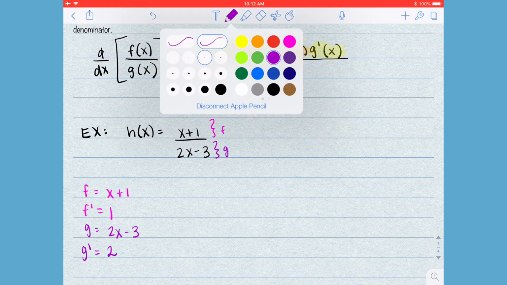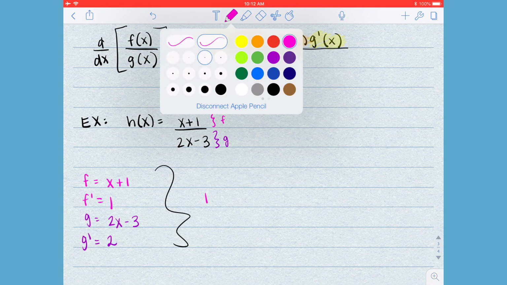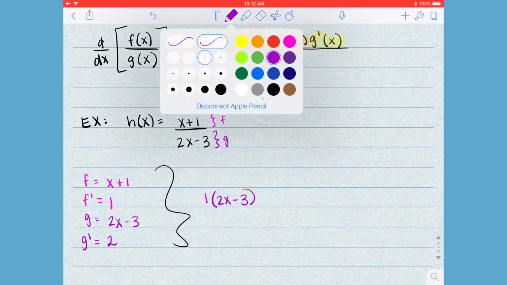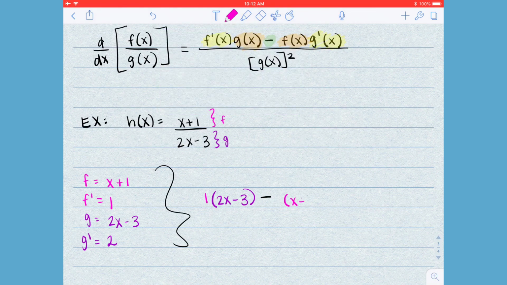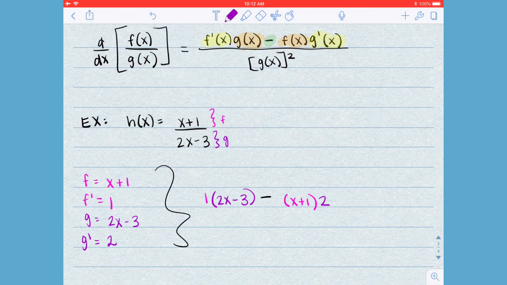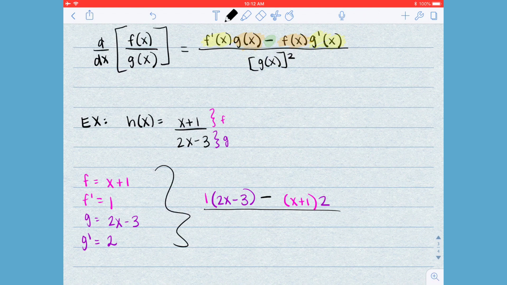And so now I'm going to use all of this to plug into my formula. So I have f prime, which is 1, times my regular g, which is 2x minus 3. And I am now subtracting that times my regular f, which is x plus 1, times g prime, which in this case is 2. And then all of this is being divided by whatever my regular g is, which is 2x minus 3. And I'm going to square that entire function.